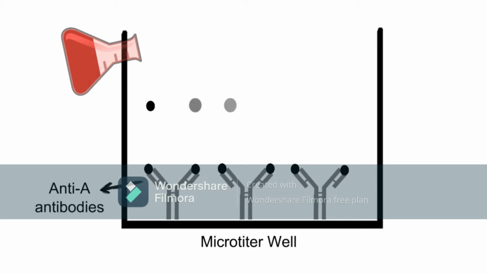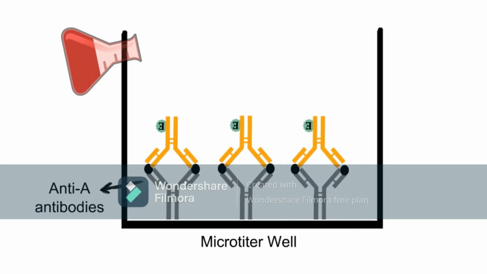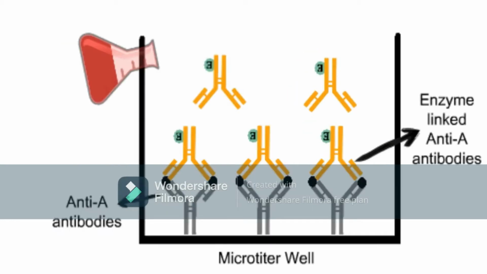Antigen A from the sample will bind to the coated antibodies. Non-specific antigens will not bind to the antibodies. These unbound antibodies can be removed with the help of washing. Then enzyme-linked anti-A antibodies are added to the well. These antibodies will bind to antigens which are already bound to the coated antibody.